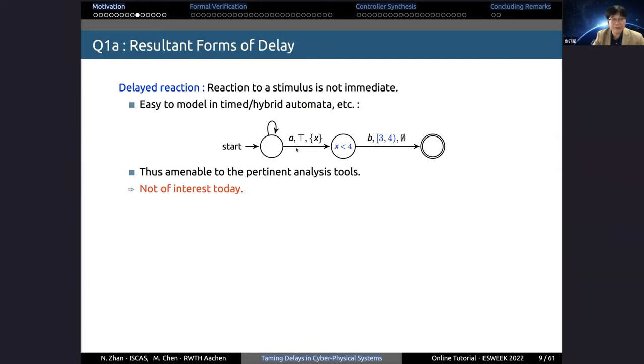Certainly, we will ask what kind of delays we should consider here. Actually, there are two types of delays we face. First, maybe the delay we need to consider is time tolerance to the input from the environment. Such delays are easy to model with hybrid automata. There are lots of techniques to deal with such kinds of delays.